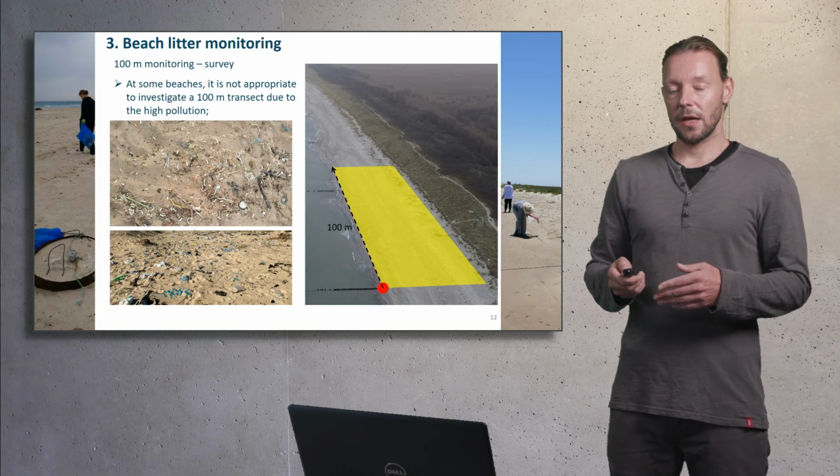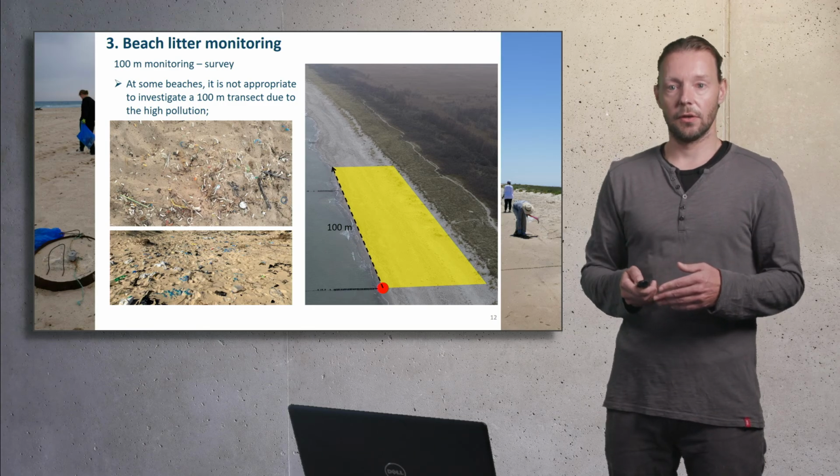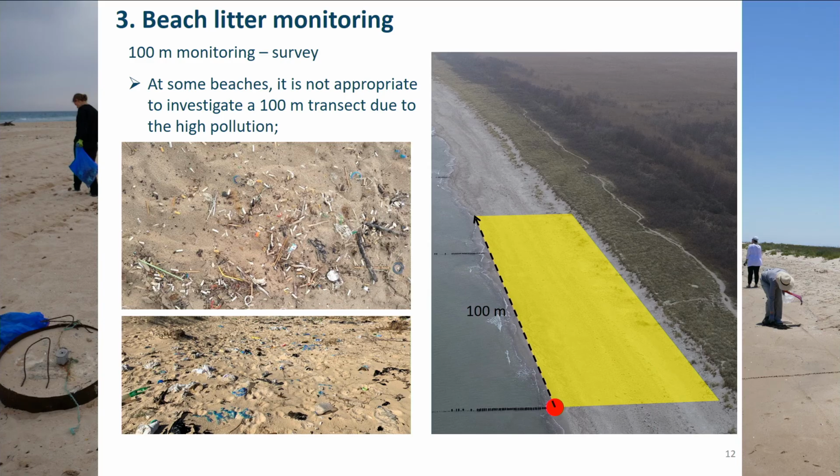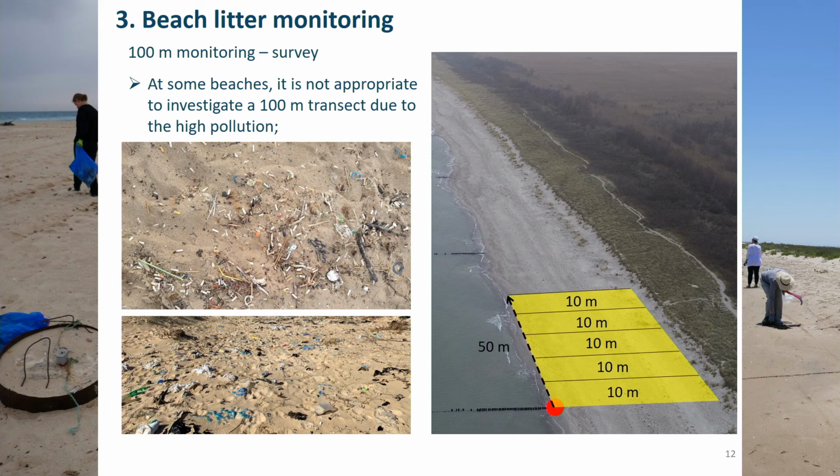Some beaches are heavily polluted, as you can see here on the pictures. There are many cigarette butts or plastic bags, for example, and it might not be possible to investigate the whole 100 meter as it takes just too much time. Then you can minimize the area to 50 meter. You should try to do this 50 meter if the beach is very polluted, and then extrapolate the results to 100 meter.